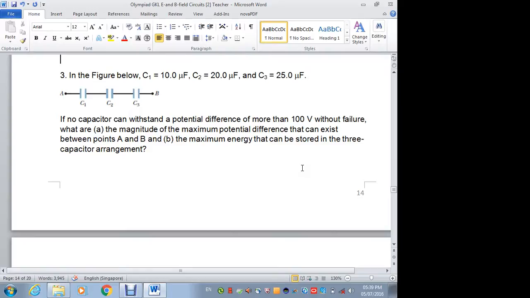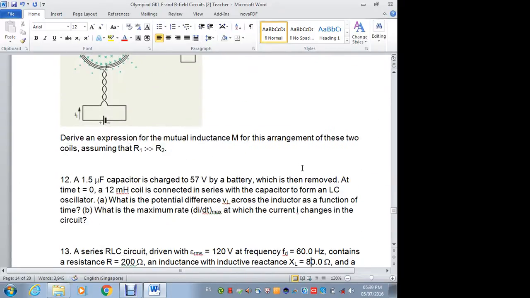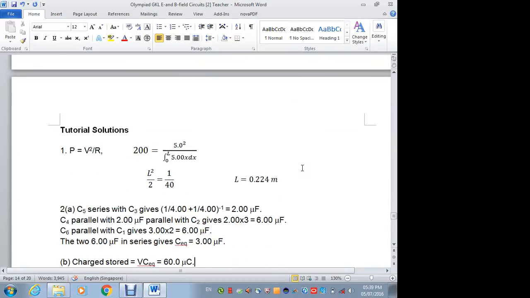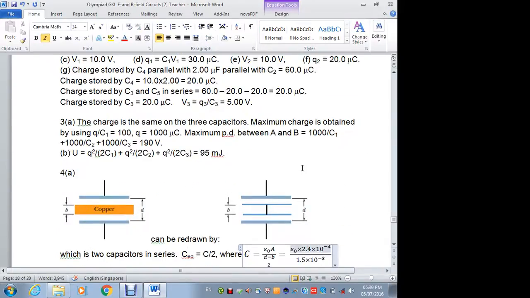If no capacitor, that means none of the capacitors can withstand a PD of more than 100. So we let it be the maximum value, right? Q over C1 will give you V1. We just let it be the maximum value, 100. With the value for C1, we can work out Q. That is the maximum charge that can be stored by C1. Then you get Q.